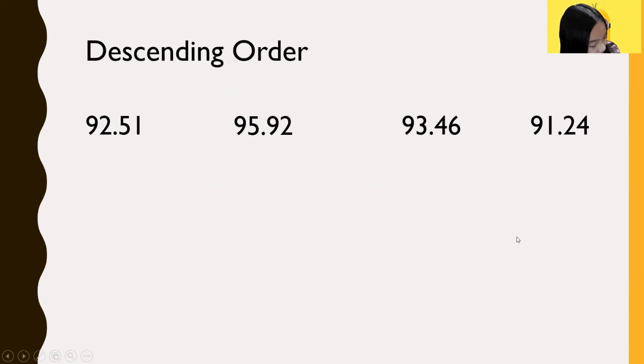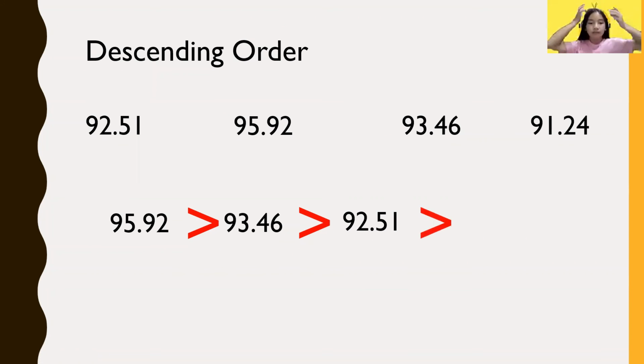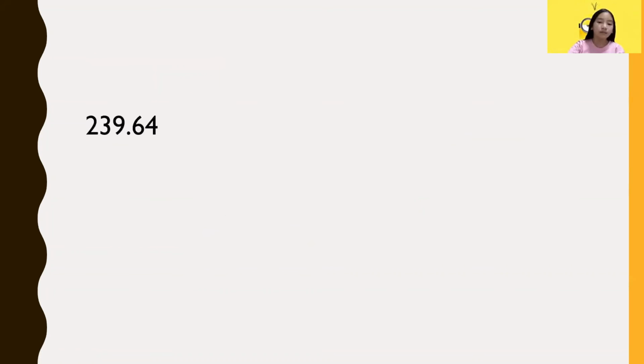Descending order. Descending is going down. 95.92. Okay, very good. 93.46. Good. 92.51 and 91.24. Okay, next.